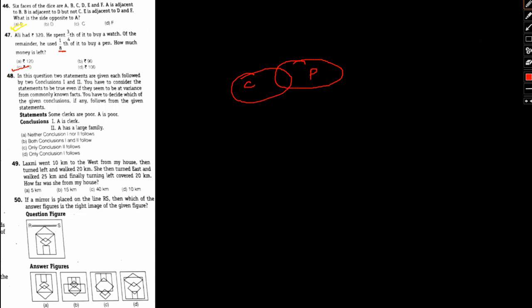And we are given that A is poor. A is another set. A is poor. Okay.